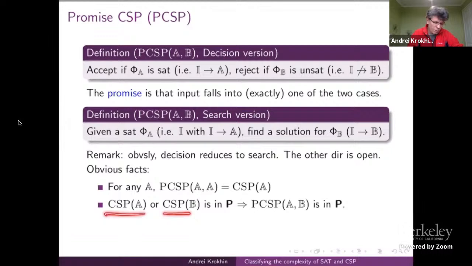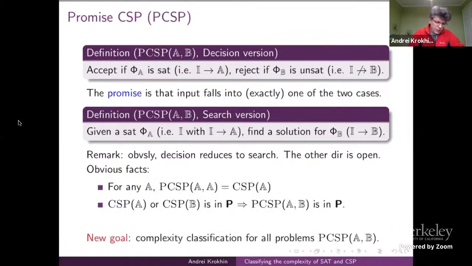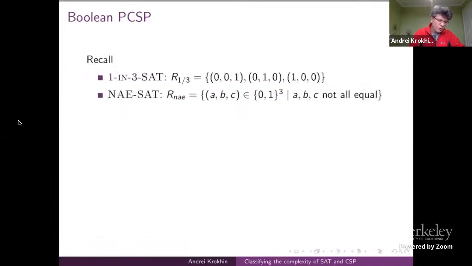And if one of these two problems, CSP of A or CSP of B, is solvable in polynomial time, then you can, of course, solve this or that, and hence the whole PCSP is solvable in polynomial time. So this problem is interesting when both CSP of A and CSP of B are NP-hard problems. And then we have a new goal: to classify all those. So let me tell you briefly what happens in the Boolean case.